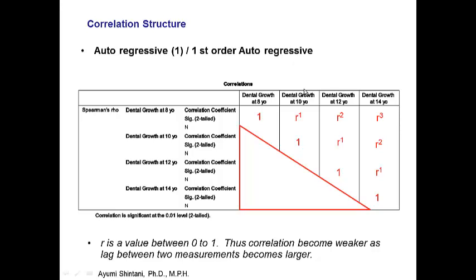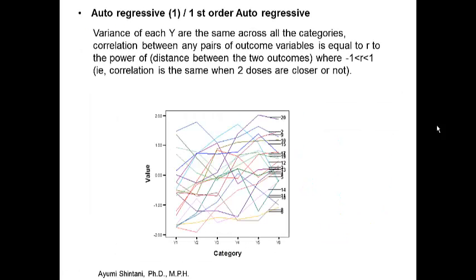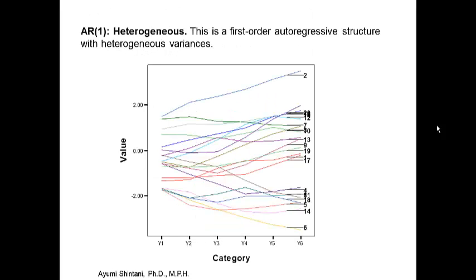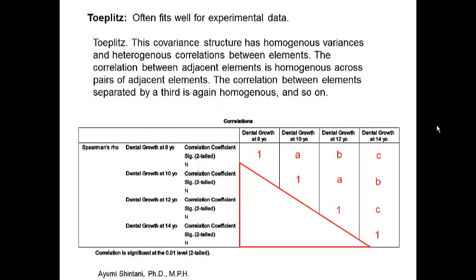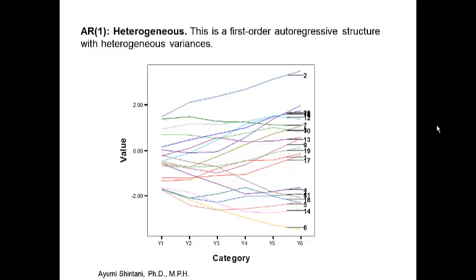So how many parameters do you estimate here? It is 1, so it's much better than estimating 6 different numbers. This is the graphical pattern for first order autoregressive correlation. And I'll get back to heterogeneous later.